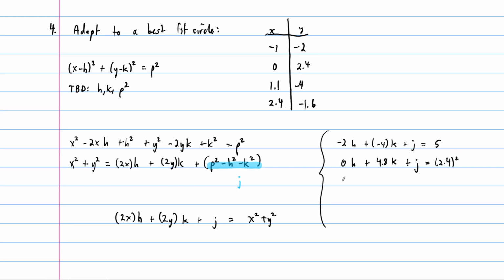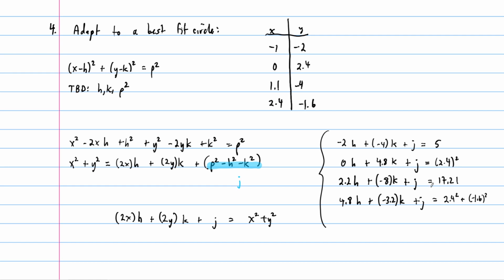So that's that. And then over here we have, the next one, 2.2h plus, this one's going to be −8k plus j equals, on this side it's going to be 16 plus 1.21, so that's 17.21, right? And then finally we have 4.8h plus, this one's going to be −3.2k plus 1j equals the sum of the squares of these ones, right? So 2.4² plus (−1.6)².